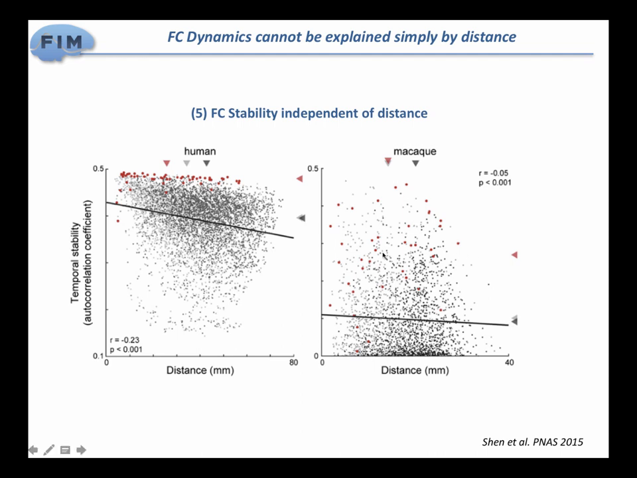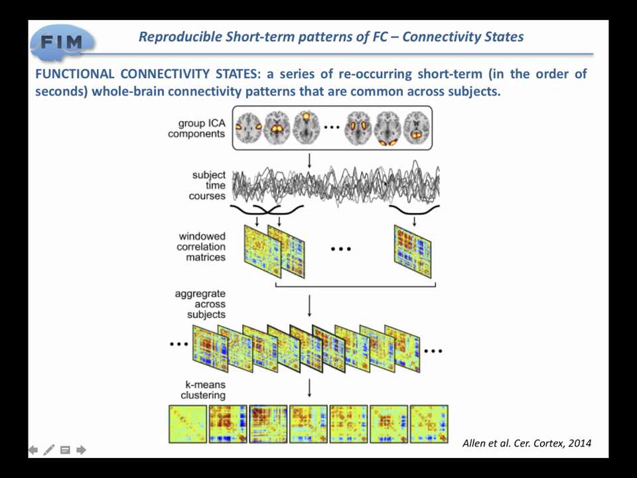So in this particular case, they were interested in at least showing that the stability wasn't just a function of the distance. And what you see here is the stability of the connections as a function of distance, and you can see that the most stable ones, it's not like they are all clustered around here. They cover the whole spectrum of distances that they had in the study, and that's the case both for the human data and for the macaque data.